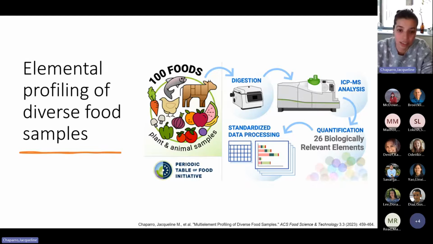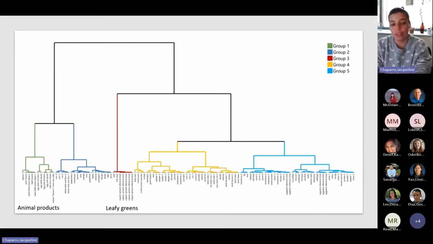And so some of the highlights are that with the 100 different foods, using hierarchical clustering, we're able to see that, for example, animal products tend to show up here. There are leafy greens, a mixture of fruits and vegetables in both of these, and nuts. But we're able to see different groupings based on the elemental profile that is present.